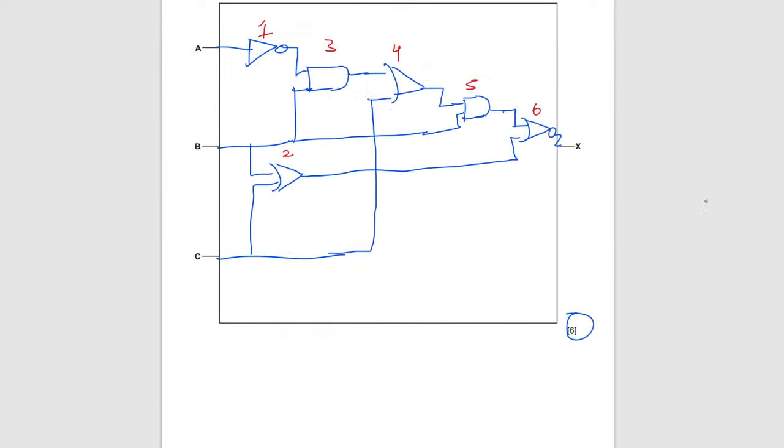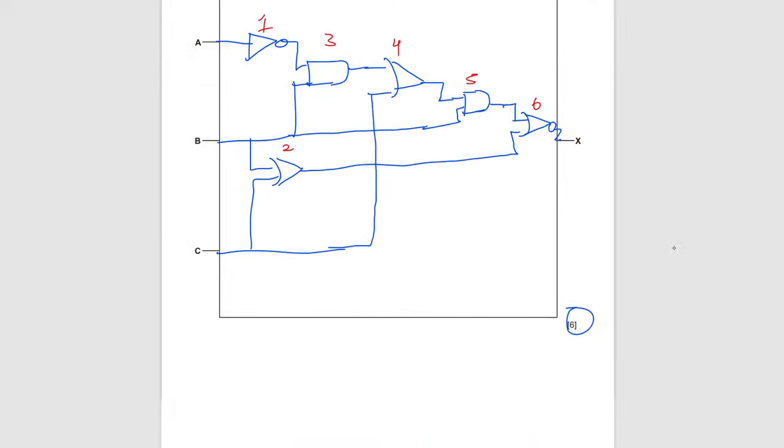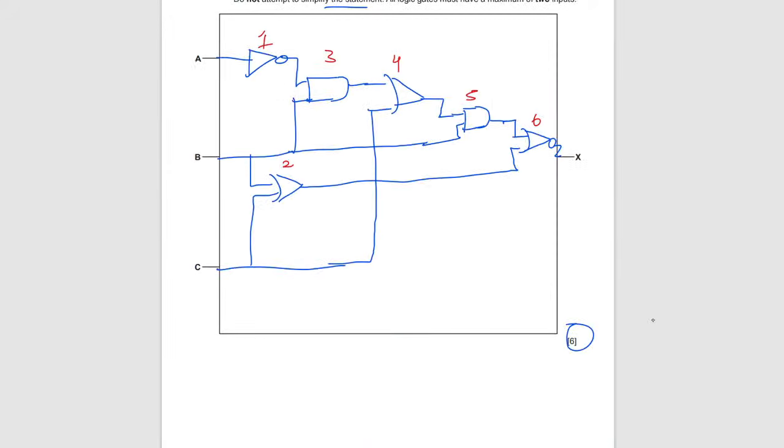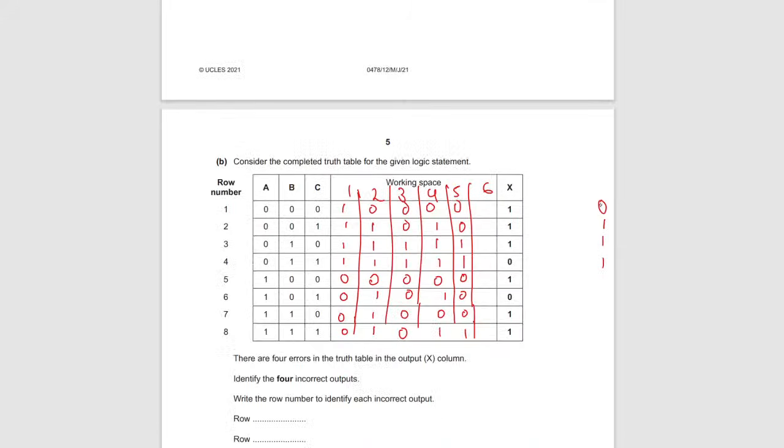And finally, the last one, hopefully nothing is wrong so far. We're joining 5 and 2 with a NOR gate. So 5 and 2 with an OR gate. If it is an OR gate, it will be 0, 1, 1, 1, 5 and 2, right? Was it 5 and 2? Yeah, 5 and 2. So if it was an OR gate, it would be 0, 1, 1, 1, 0, 1, 1, 1. But it's a NOR gate, meaning it should be the opposite, meaning it's 1, 0, 0, 0, 1, 0, 0, 0. So this should be the correct one.